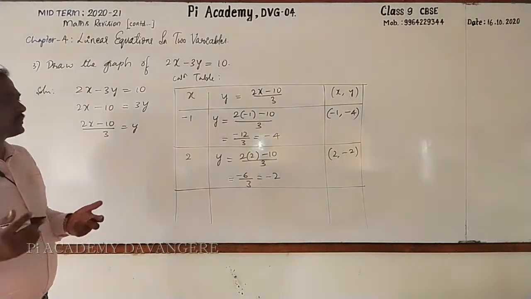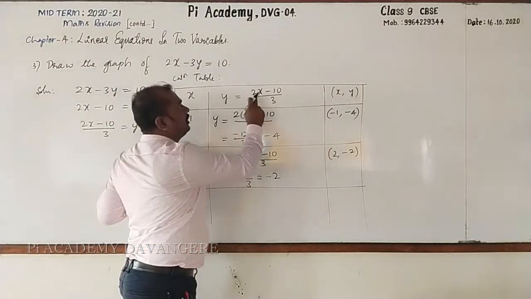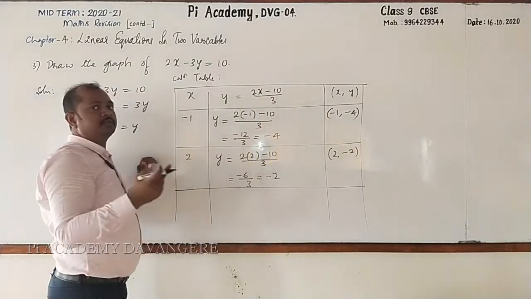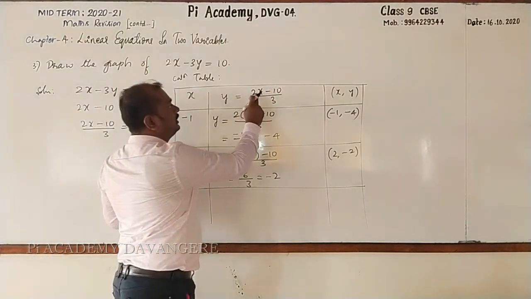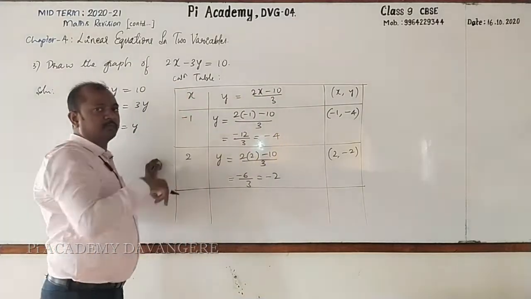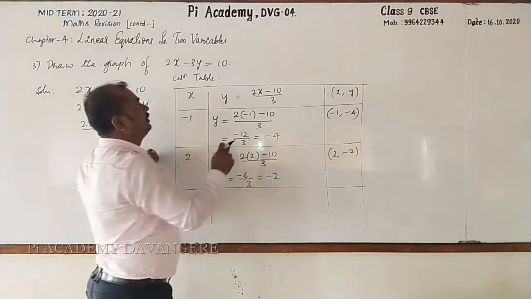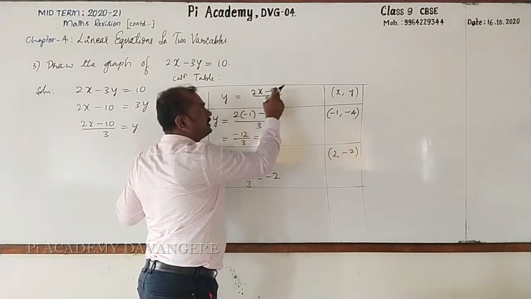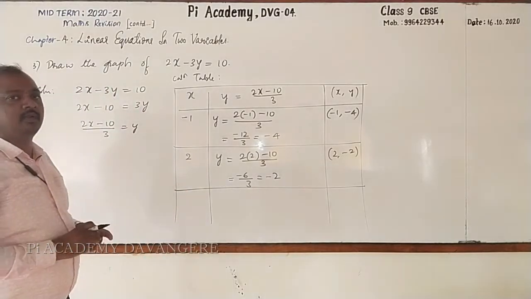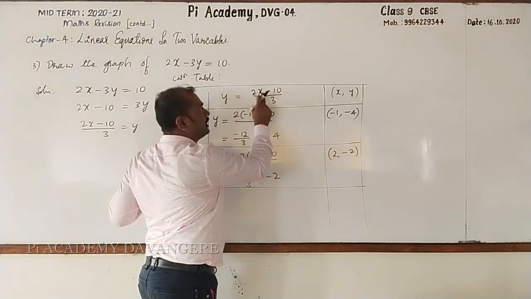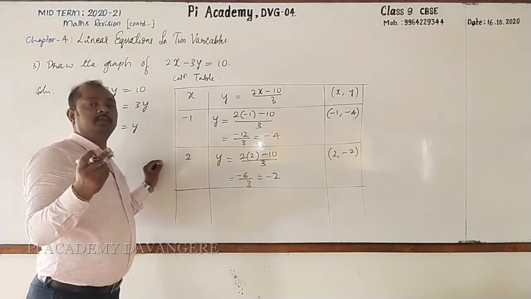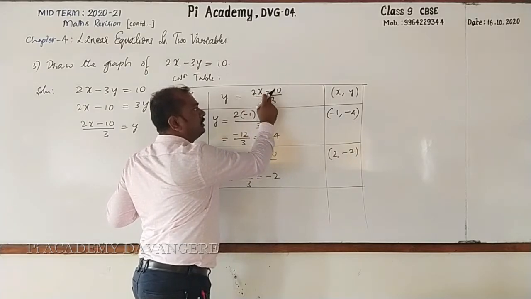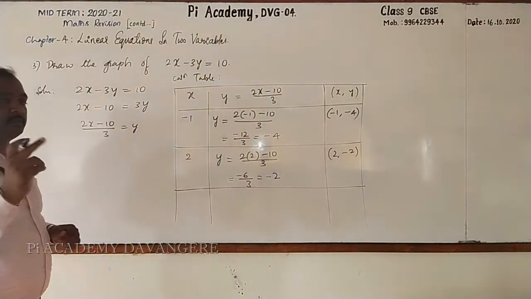Then let's go for taking one more number. If you take minus 2 in place of x, it will be minus 4, then minus 10, minus 14, which is not divisible by 3. Take 3. 2 3s are 6, 6 minus 10 minus 4 by 3, not divisible. Take minus 3 into 2, minus 6 minus 10 minus 16, not divisible by 3. Then go for 4, 2 4s are 8, 8 minus 10, it is minus 2, which is not divisible by 3. Take minus 4, 2 into minus 4, minus 8 minus 10 minus 18, divisible by 3.